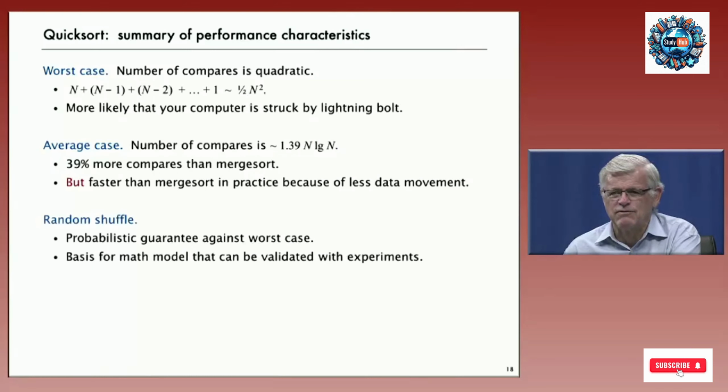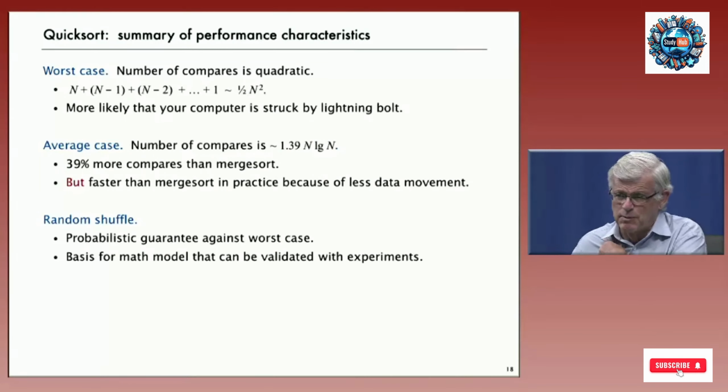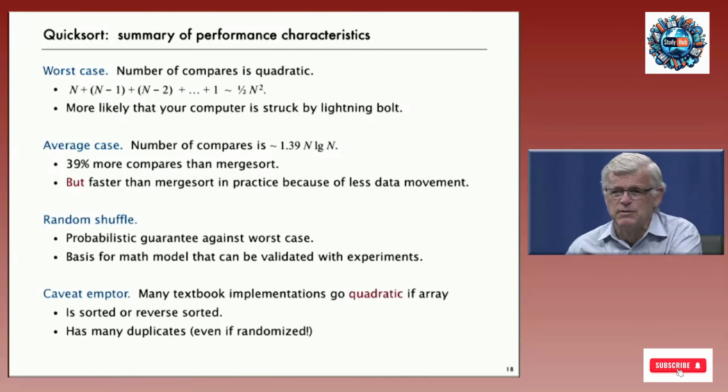So the random shuffle is a key for good performance in Quicksort. It gives us the guarantee that the worst case is not going to happen, and also it allows us to develop a math model that we can go ahead and validate with experimentation. You run Quicksort and you count compares. If you did the random shuffle, it'll be about 1.39 n log n compares, and its running time will be proportional to n log n, and it'll be a fast sort, and that's why people use it.